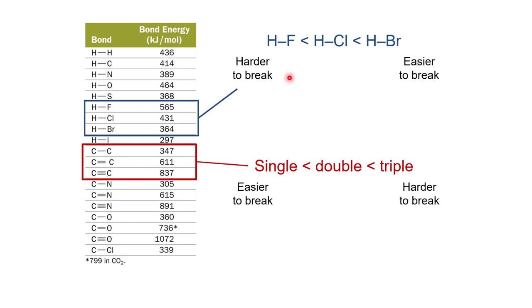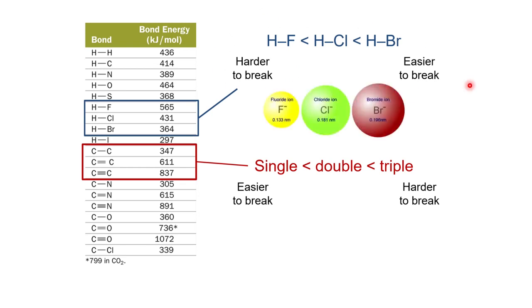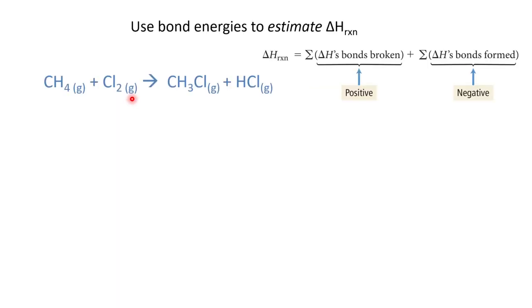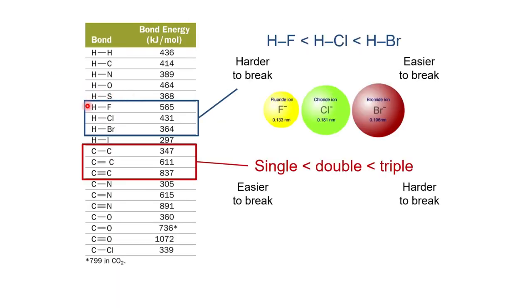There is a trend in the periodic table that explains this, and that trend is electronegativity. Fluorine is much more electronegative, pulling electrons towards itself, and it's smaller. So this HF is a lot harder to break than this HBr. This one's bigger and it's less electronegative. So these bonds are going to be stronger than these bonds.